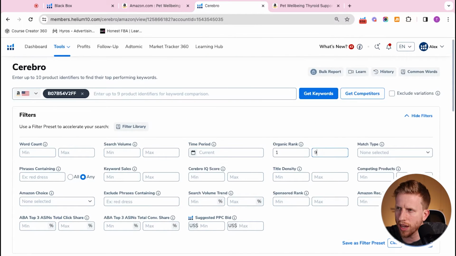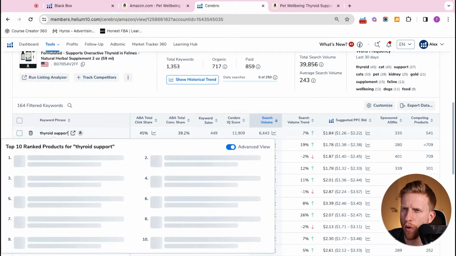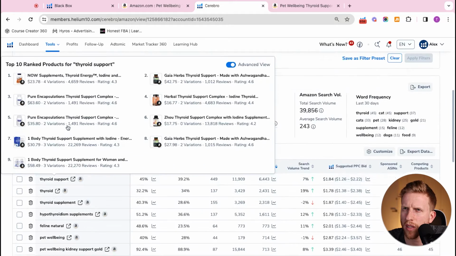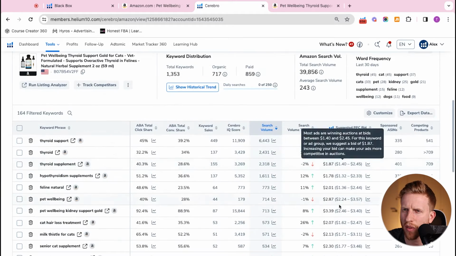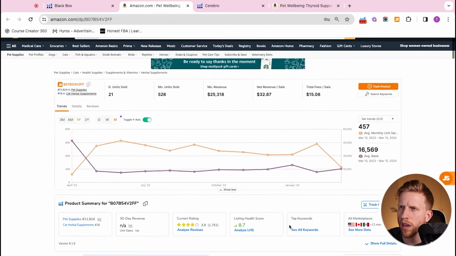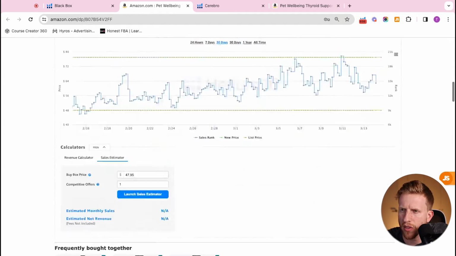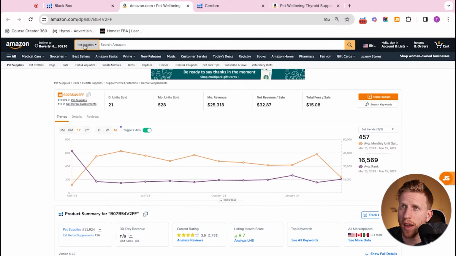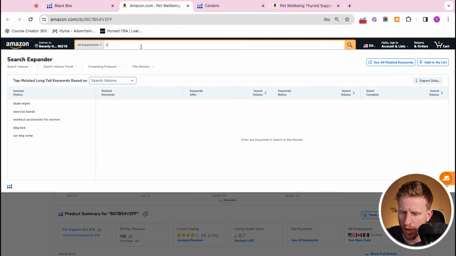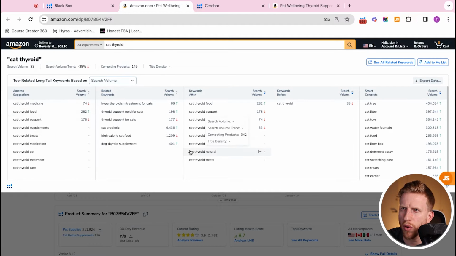So I'm going to make this like 90 because I actually want to see all of the keywords. And then I'm going to click here because it's going to show, so thyroid support, but that's a bit of a weird one because it's thyroid support. That's for cats, right? So I'm just going to go back and do this manually, because it looks like these guys are maybe making some sales through branded search. So I'm trying to find at the minute what the main niche is. So cat thyroid, I'm just going to type in that. So cat thyroid medicine, cat thyroid food.